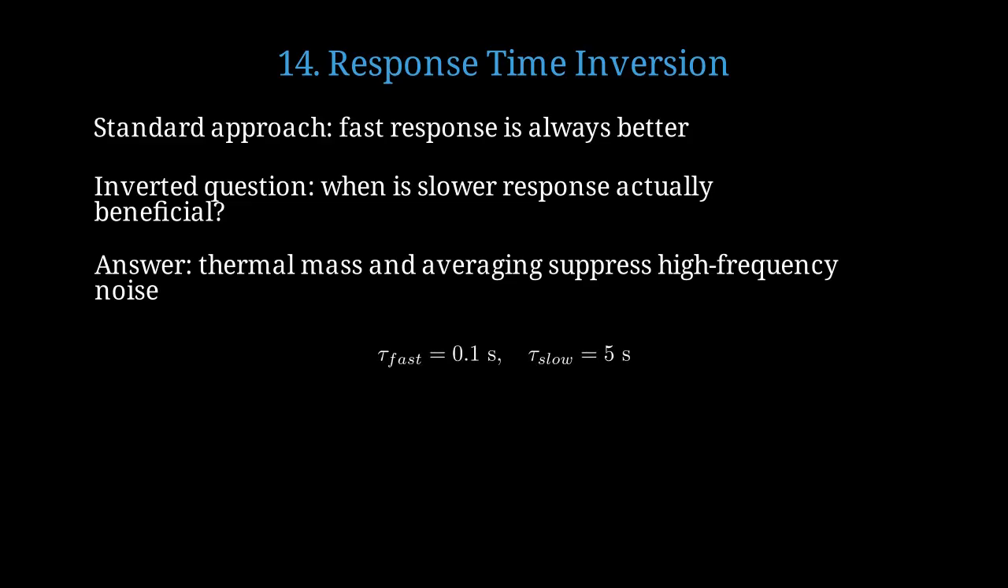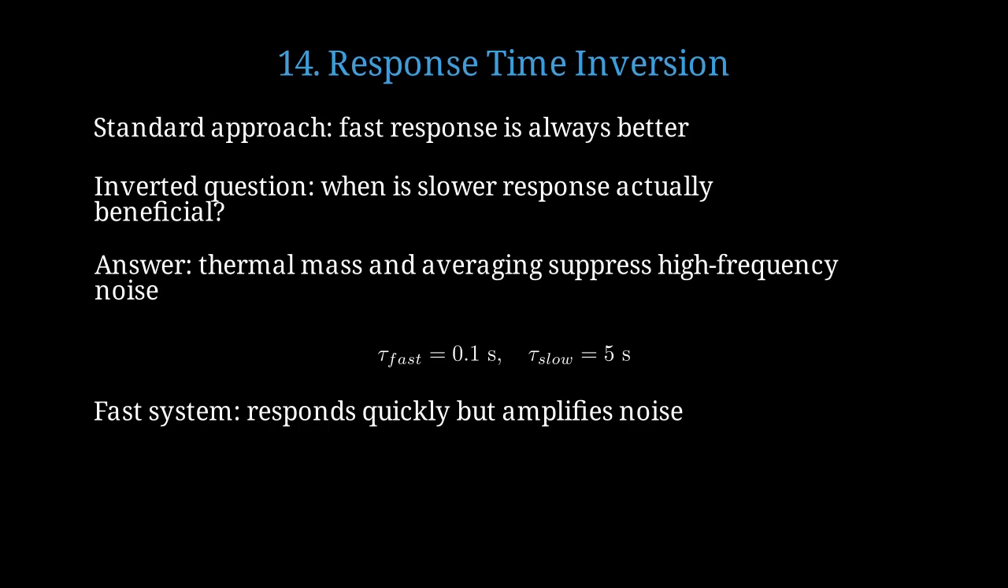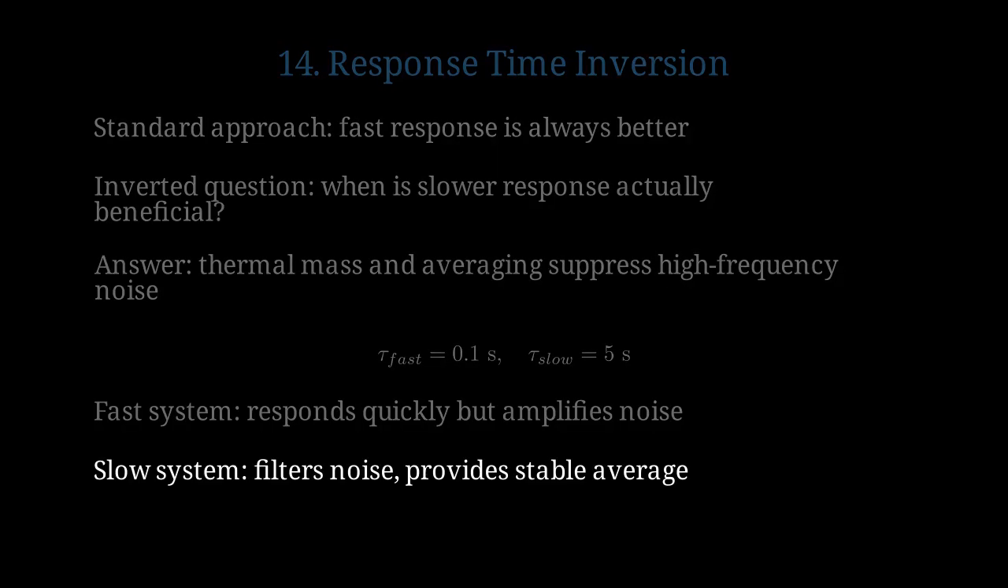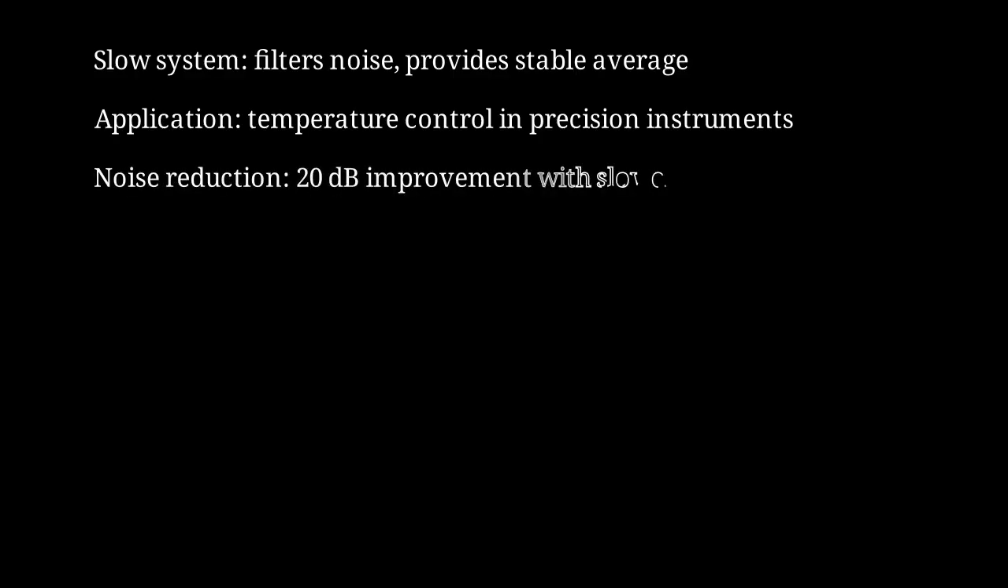Consider a fast system with time constant 0.1 seconds versus a deliberately slow system with time constant 5 seconds. The fast system responds quickly to set point changes, but also amplifies every noise spike. The slow system acts as a low-pass filter, providing a stable average output that rejects high-frequency disturbances. Application includes temperature control and precision instruments, where stability matters more than speed. Noise reduction of 20 decibels has been achieved simply by deliberately slowing the thermal response.